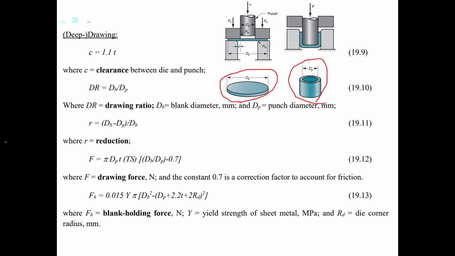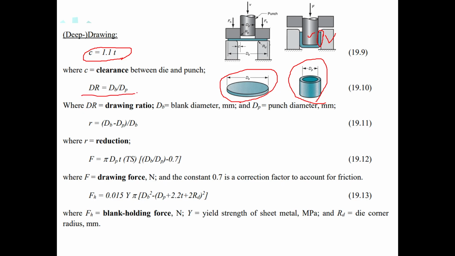Well, we have got a number of equations for this operation. Clearance is always greater than the thickness of the sheet metal, because the sheet metal has to be located in the gap between the die and the punch. As we can see, the sheet metal has to stay in between, so this distance has to be greater than the thickness. Normally 10% more is sufficient.